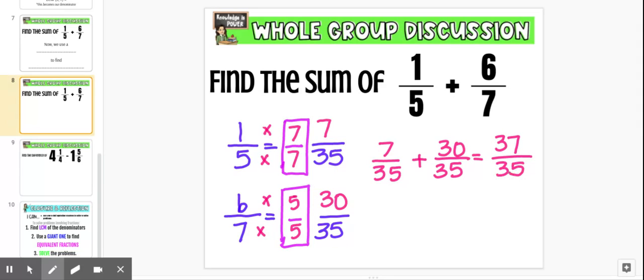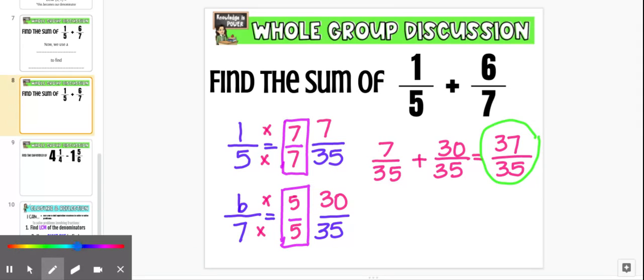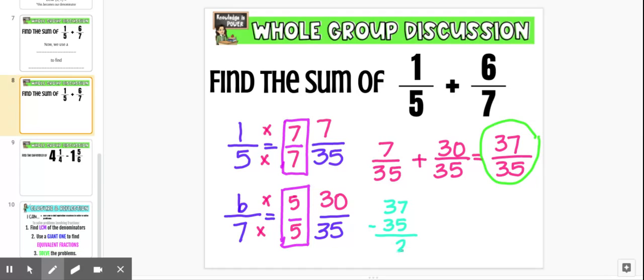37/35. All right, so this is kind of like our first answer. If this is as far as we can get at this point, that's okay. The next step would be to say, okay, this is an improper fraction. So I'm going to take 37 and subtract 35. And you get 2. So 35 goes into 37 one time. You are left with 2 left over, and your denominator stays the same. So you could either have 37/35 or 1 and 2/35.